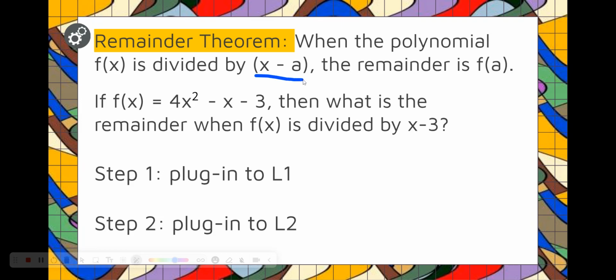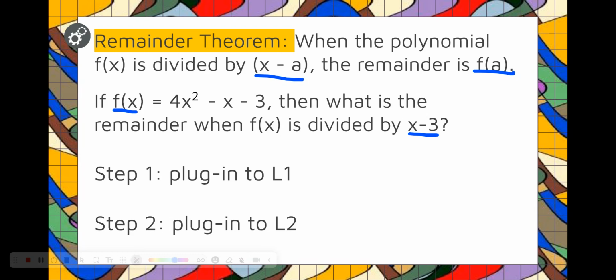Probably you won't understand me unless we have an example. For instance, your function f is equal to 4x squared minus x minus 3. And then what is the remainder when f of x is divided by x minus 3? So x minus 3 is your factor.